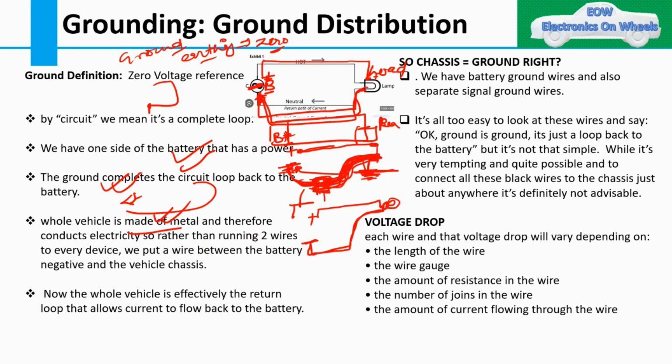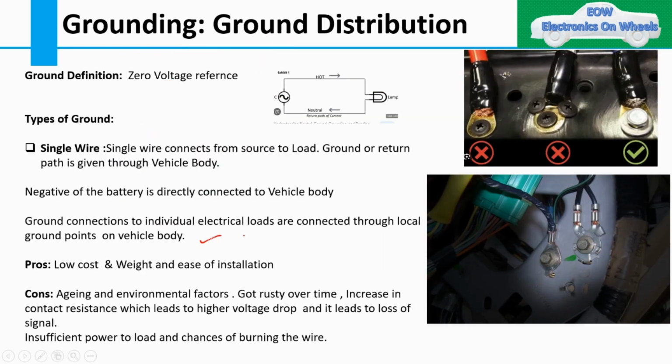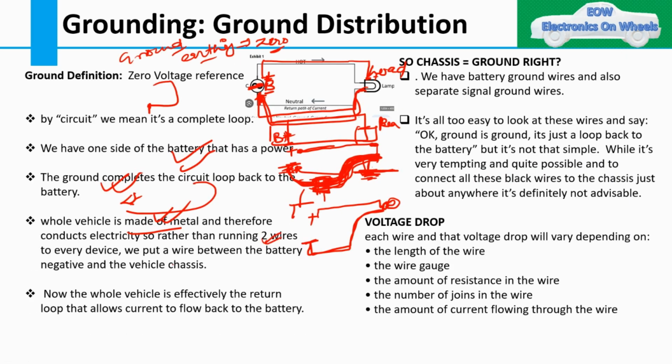Here we will see the advantages and disadvantages. Rather than running two wires to every device, we put a wire between the battery negative and the vehicle chassis, the vehicle body. The understanding is that your vehicle body is all metal and it is returning that path through the vehicle body. So the whole vehicle is effectively a return loop, allowing the current to flow back to the battery. This is the concept. I hope you understood.